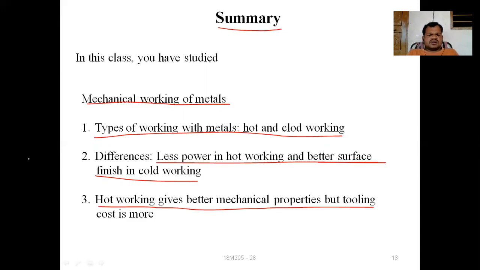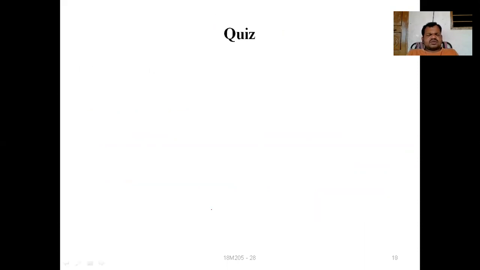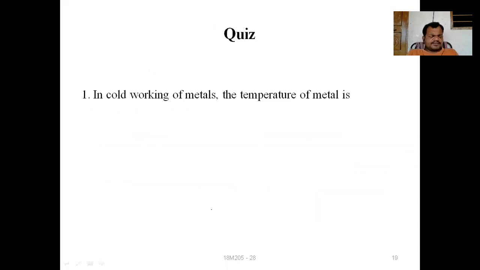So in the hot working process we get good mechanical properties. That is the main advantage. When we require good mechanical properties of the object, we prefer the hot working process. But the main disadvantage is that tooling cost is more when compared to the cold working process.